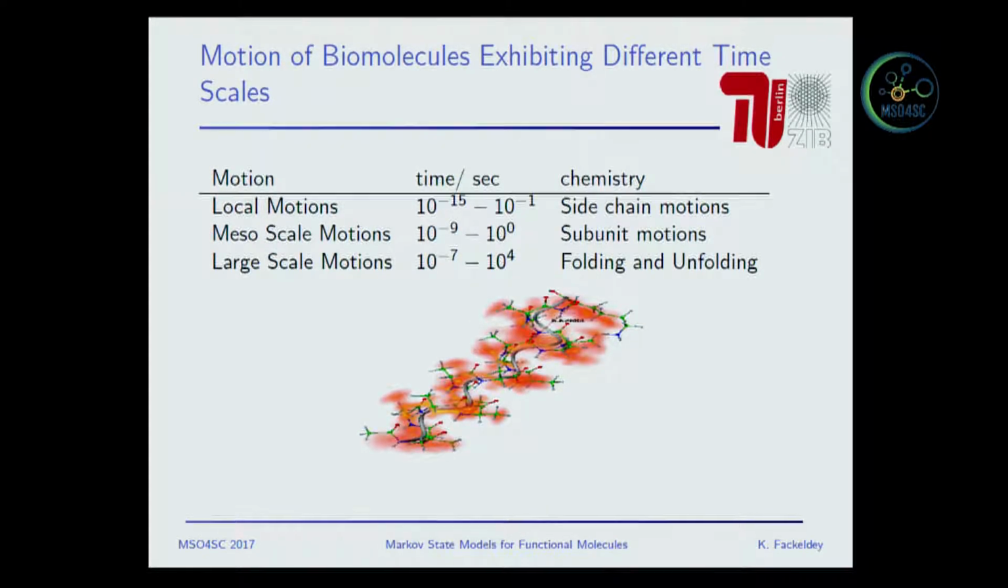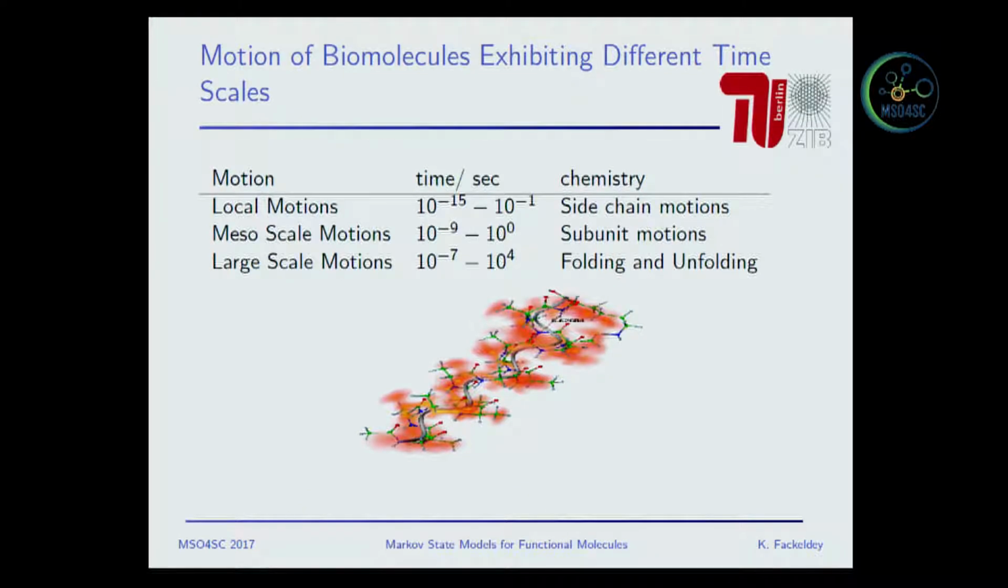So if you have these local motions, which you find in some side chains, we are here around the femtosecond regime, and in the mesoscale, this is the name we call it, there are subunit motions, and folding happens on a really large scale. We have to cope with all these details and still capture the really fine scale resolution, because the information in femtoseconds is not allowed to get lost. So these are the challenges which we have.